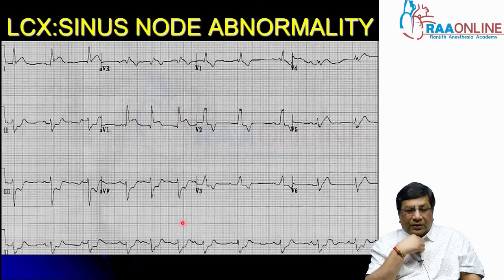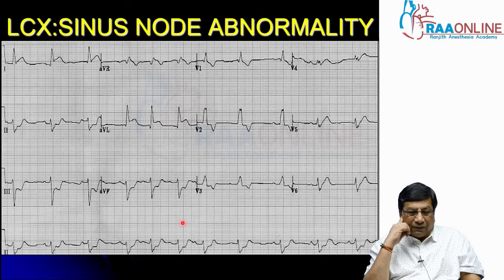in 60% of people, the sinus node is supplied by the right coronary artery. But in 40% of people, the sinus node is supplied by the circumflex. So when that happens, the circumflex infarct is likely to have associated sinus node abnormality, either like this as a sinus arrhythmia, or sinoatrial block, or a severe sinus bradycardia. All of them you expect in inferior wall infarction.